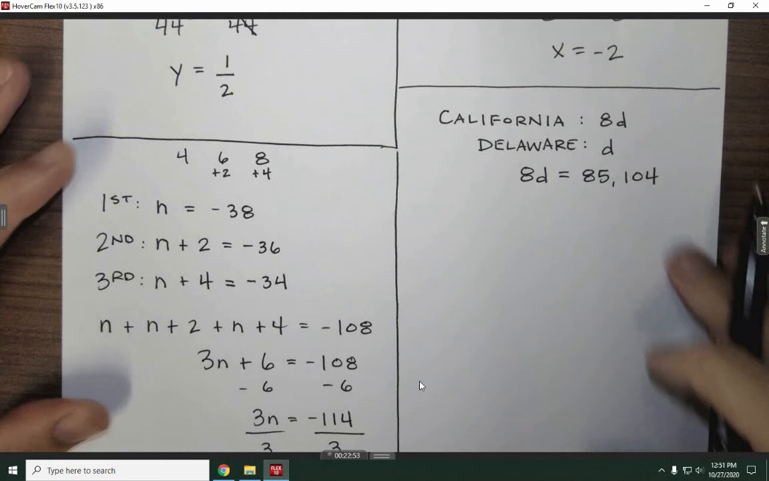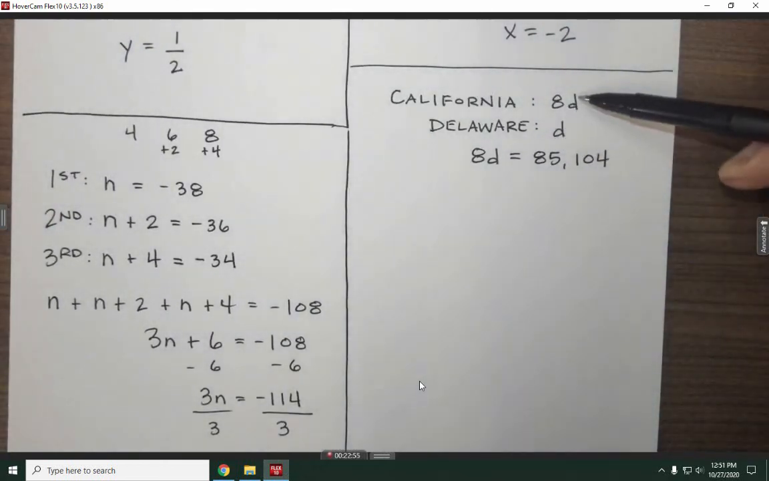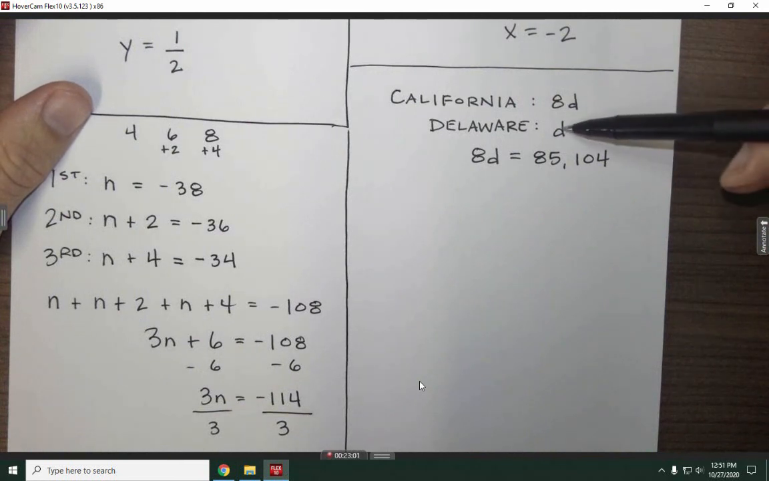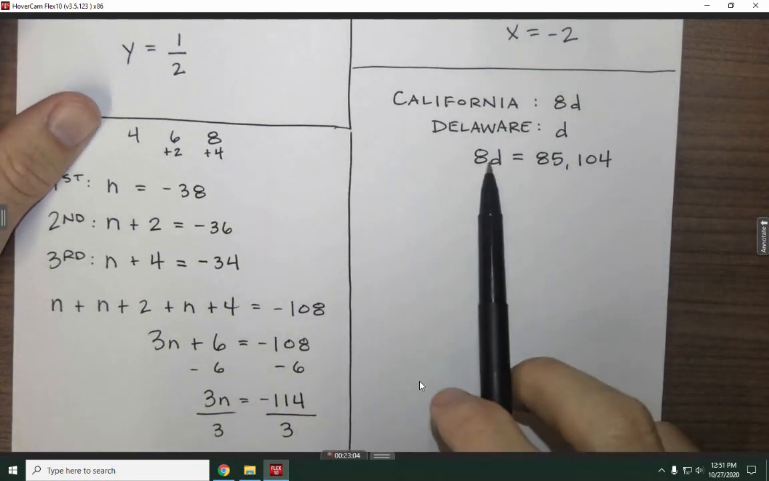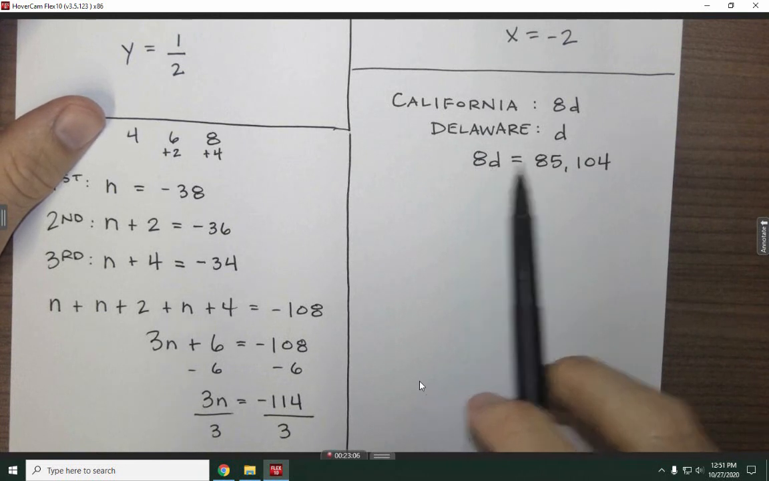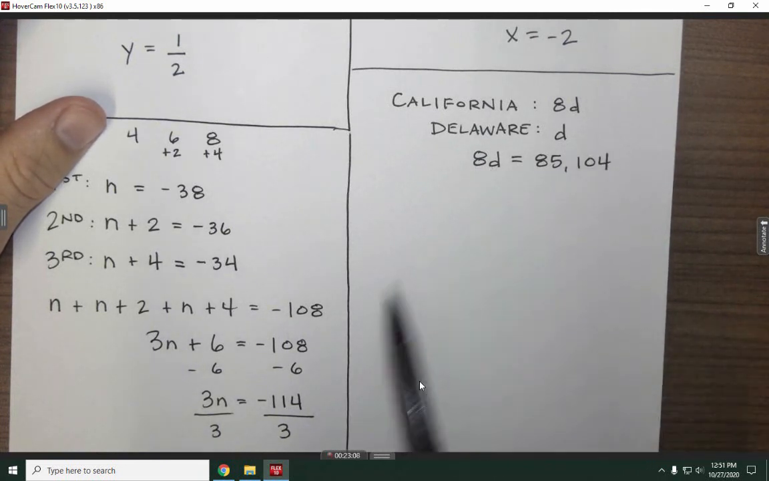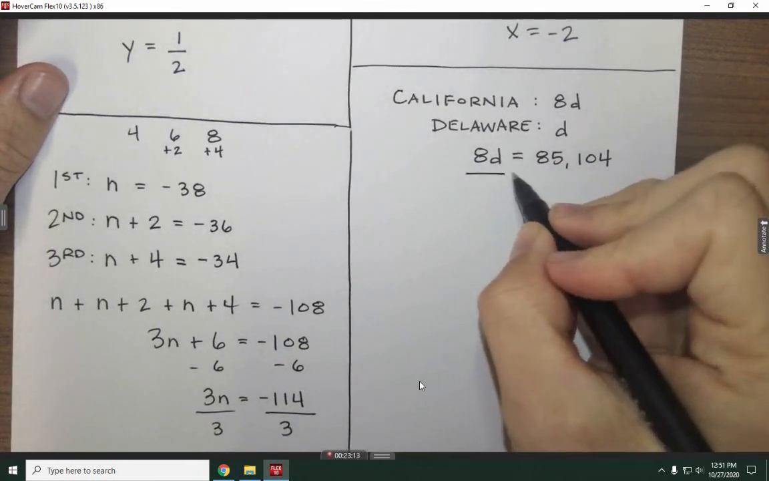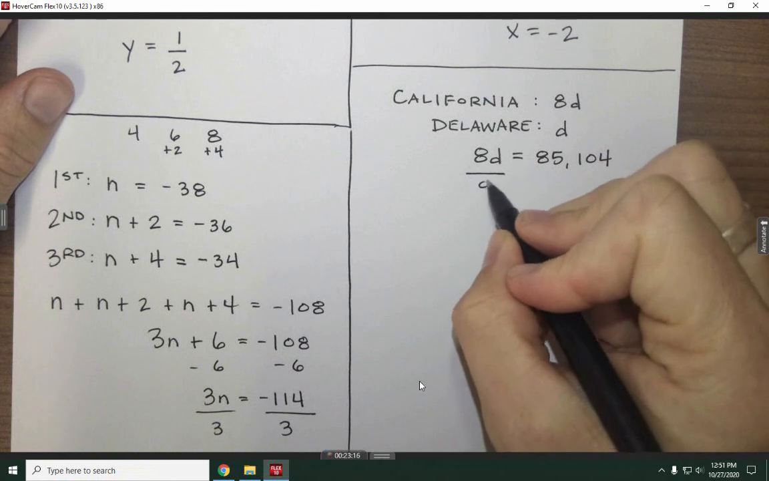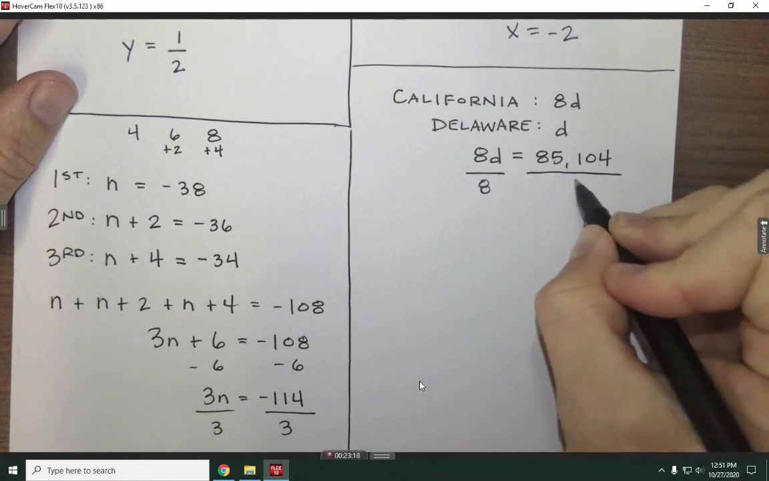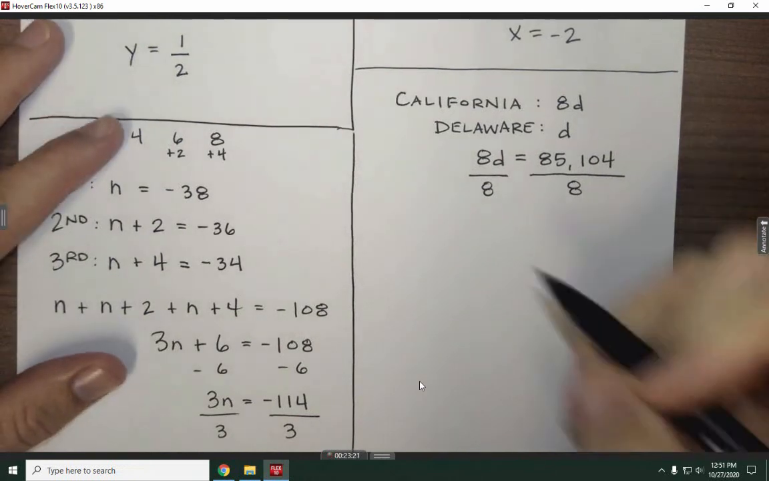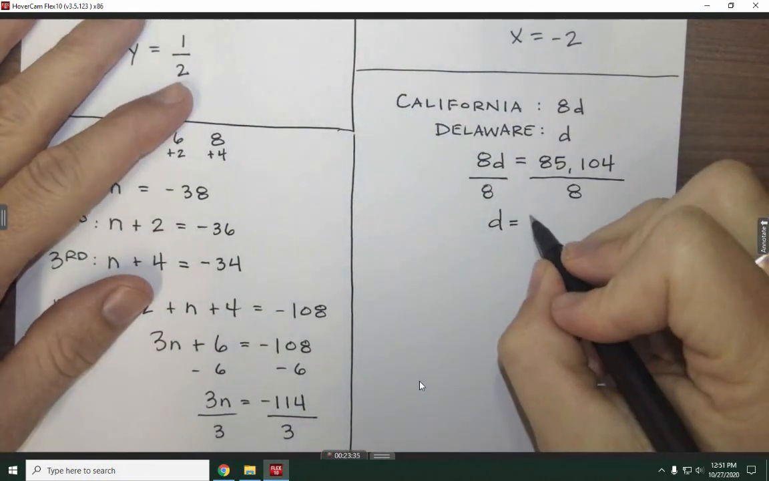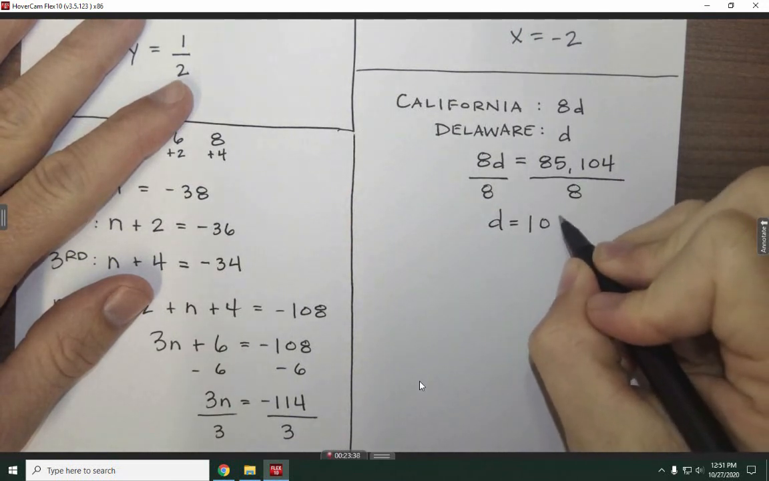Okay. So we have California here, which is, our expression is 8D, because there's 8 times as many sold there as in Delaware. Delaware is our D. And so the information it said is that California, that's how many are sold there. So if we just solve this out, we're going to solve for D. So we can just divide both sides by 8. And so we find out that it's 10,638.